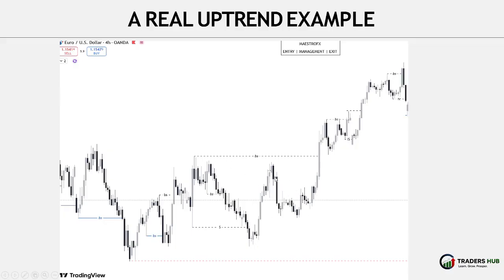And one can say that this is another break of structure, but you've learned that we can have several internal structures before we break the overall structure to the upside.